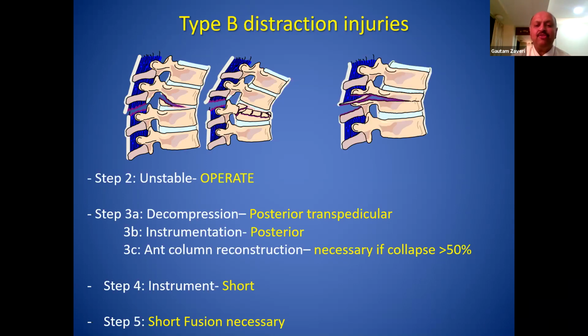Rarely, there are type B injuries called chance fractures. These fractures are bony injuries which are horizontal, occur through the posterior elements at the back and travel across the vertebral body in the front. If this patient does not have a neurologic deficit, you could choose to put this patient in an extension cast, and because it is bone, it will heal very fast and the patient should do well.